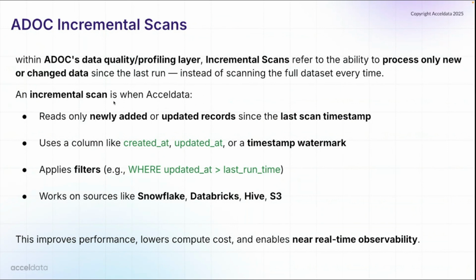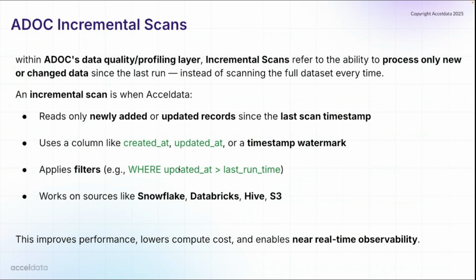In any data quality or data observability tool, an incremental scan reads only the newly added or updated records since the last timestamp. It uses a column like created at, updated at, or a particular timestamp watermark, and applies filters internally so that we get only the records updated after the last record was read.